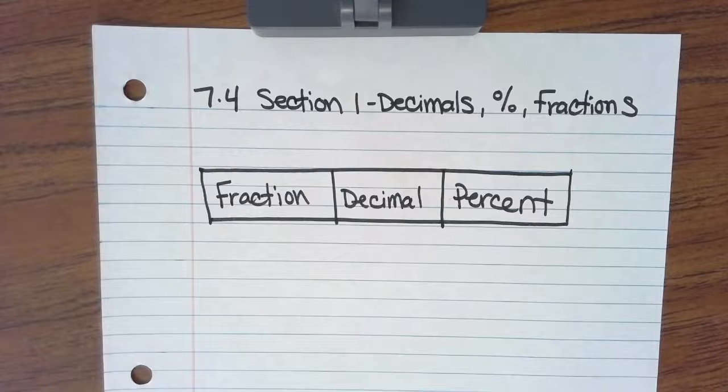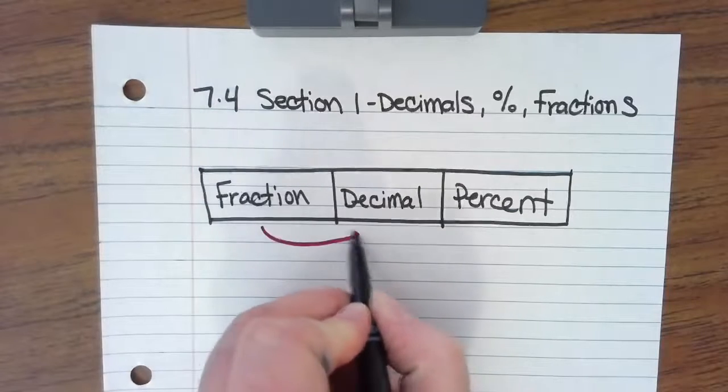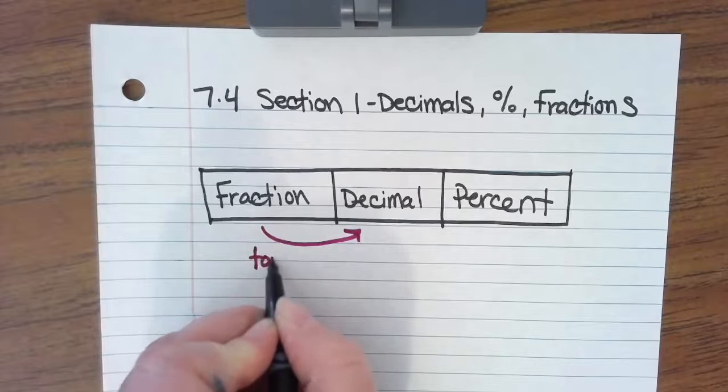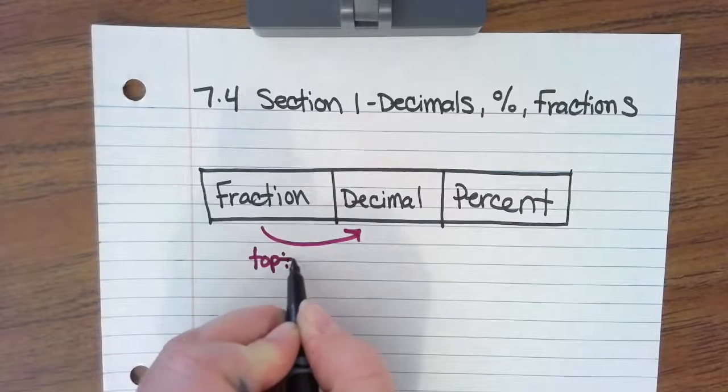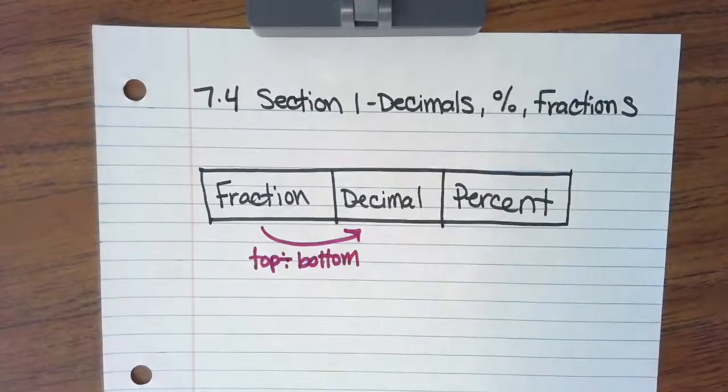And remember, I tell you the very easiest one, the absolute easiest one, is to go from fraction to decimal. Because all you do is, in your calculator, you do top divided by bottom, and that's all you have to do. You don't have to change it or anything. You just take whatever number it gives you, and that's the decimal. You just write it like that.